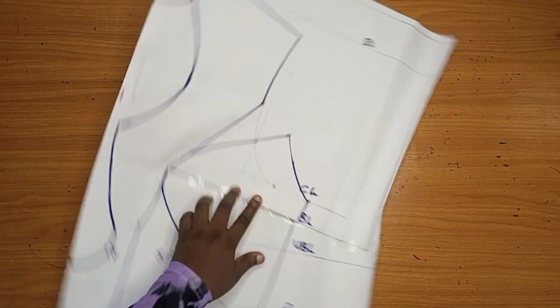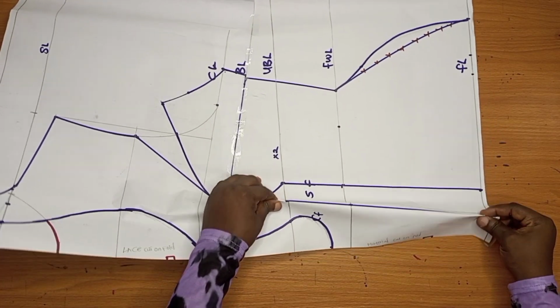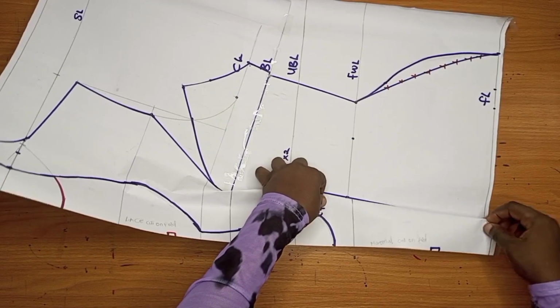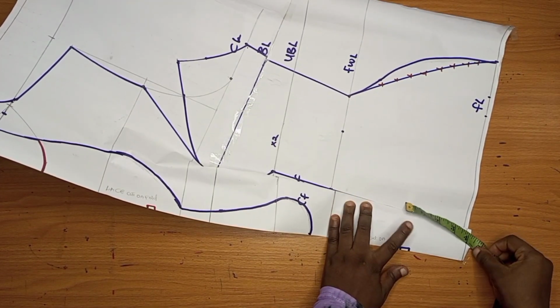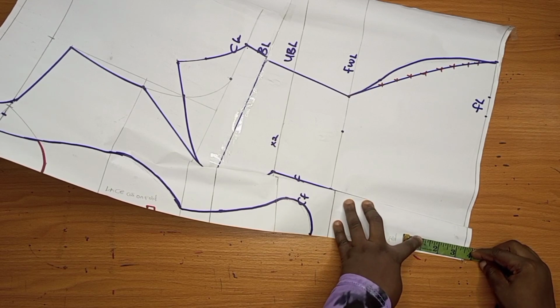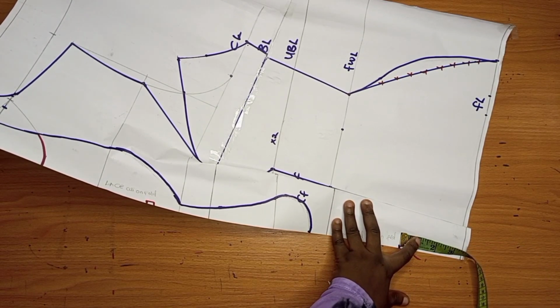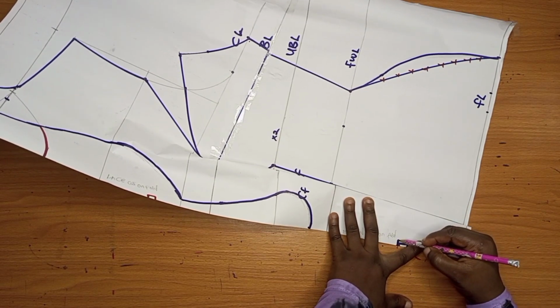So after I'm done closing the side dart, I'm going to be merging these two darts together like so. And then from my full length line, I will go up on the center front by 3.5 inches. Now you can make use of 3 inches, is still okay. Now I will mark the 3.5 inches on this point here, and then I will use my pencil to draw out the shape that I want.